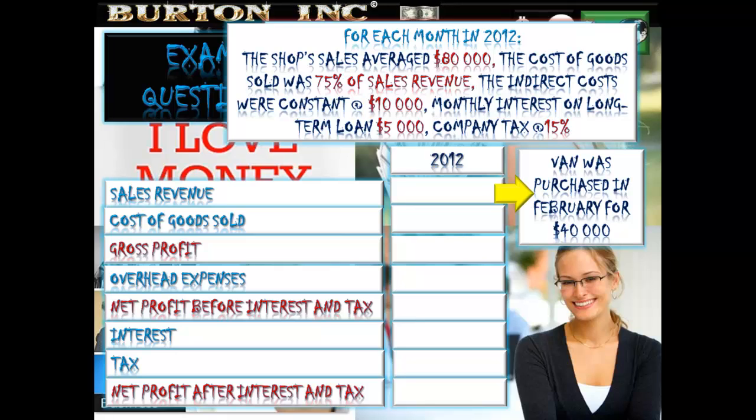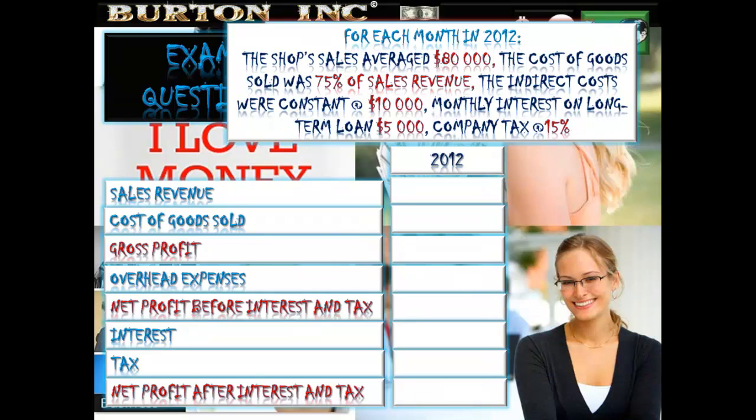The tricky IB business and management examiners who created this exam threw in this red herring. A van has been purchased in February for $40,000. Now, you and I both know that a van is capital expenditure, and capital expenditure has no place at all in an income statement or a profit and loss account. A red herring, we've identified it. We'll ignore that.